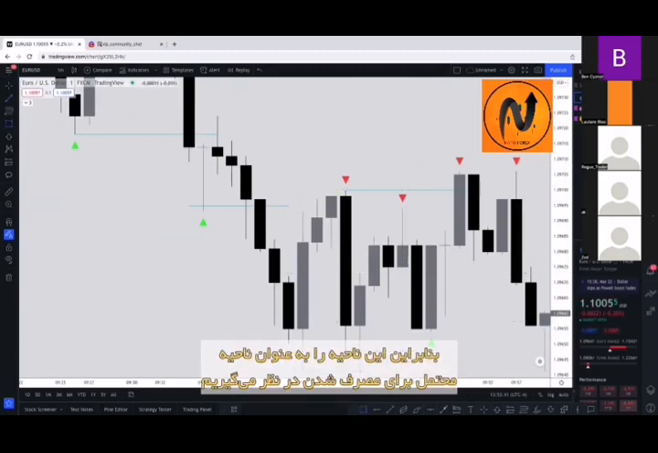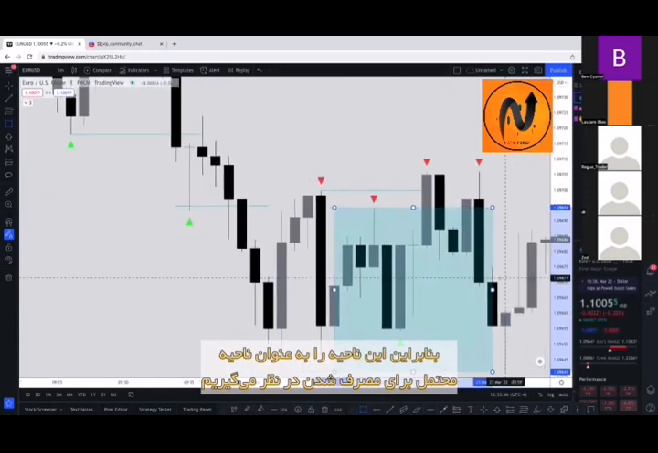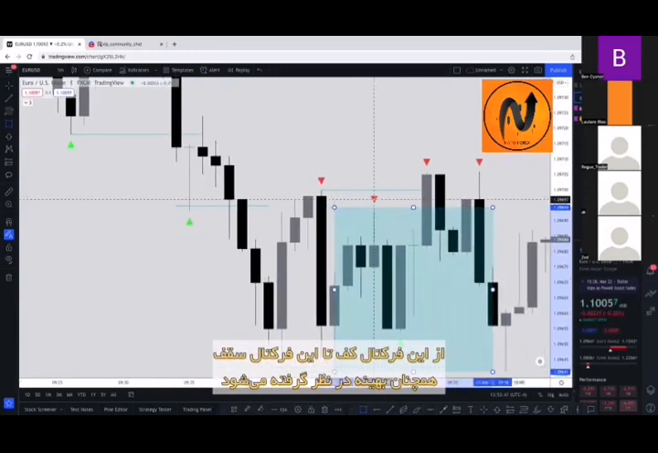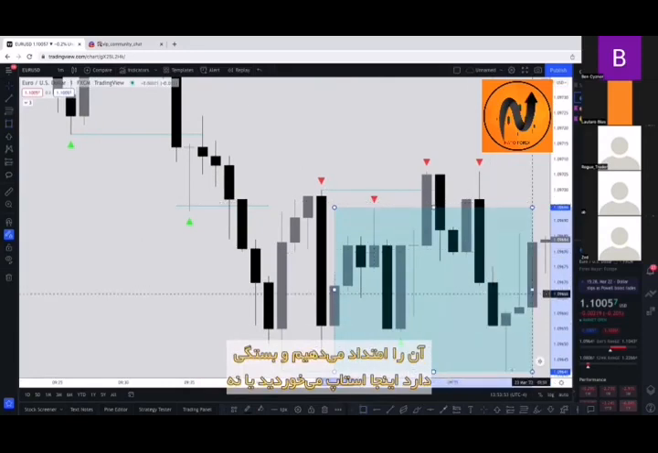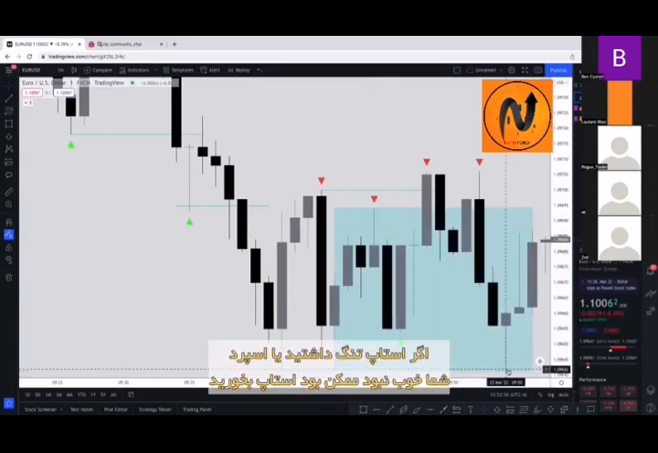So now we take all of this as a mitigatable area. This fractal low to this fractal high is still considered that refinement. We bring that over. Depending, would you have SL'd here? Some of you might have. If you didn't have your stops loose enough, yes, you might have. If your spreads aren't good, yes, you might have SL'd.